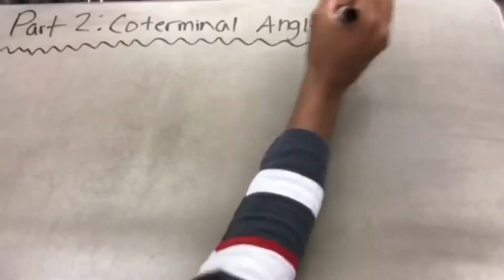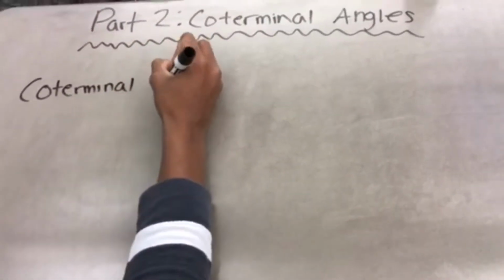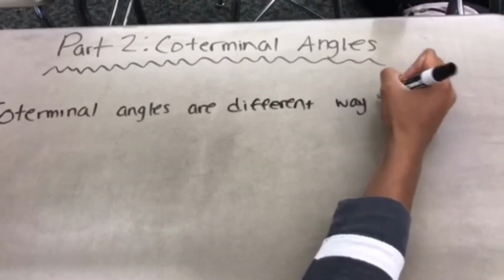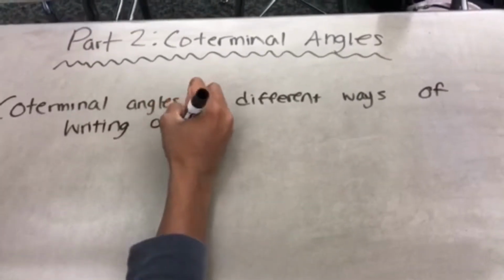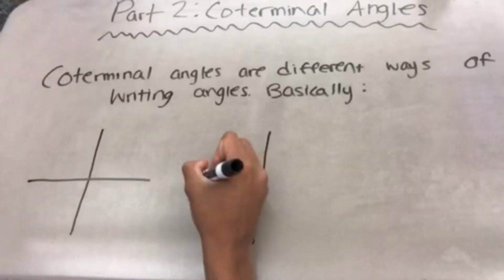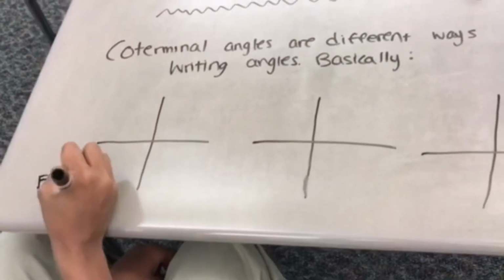Now, moving on, we have the next part. This is going to be part 2, coterminal angles. So, what is a coterminal angle? Well, basically coterminal angles are just fancy ways of naming angles. So, they're just different ways of writing them. Same angle, just named a different way.